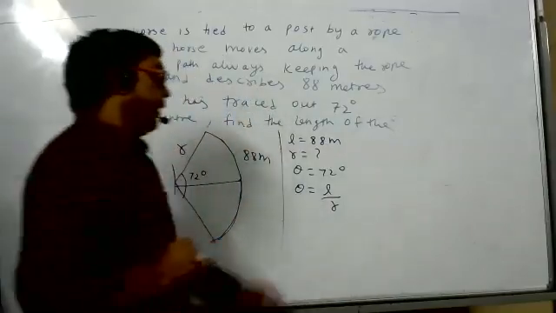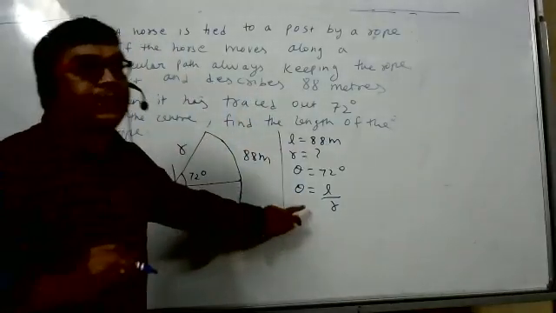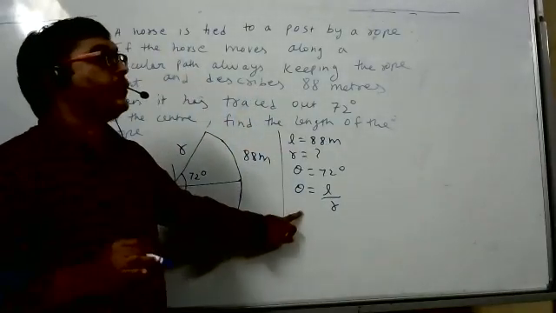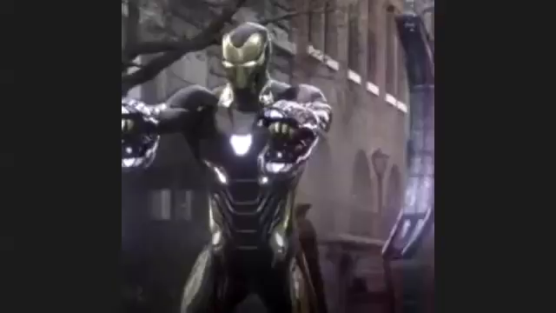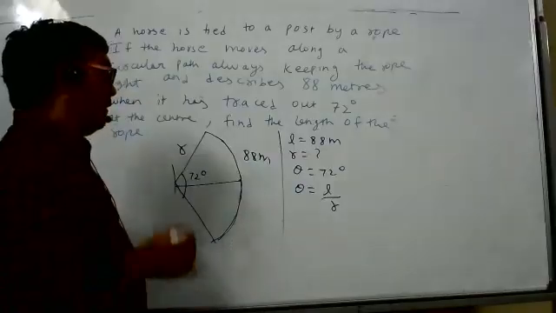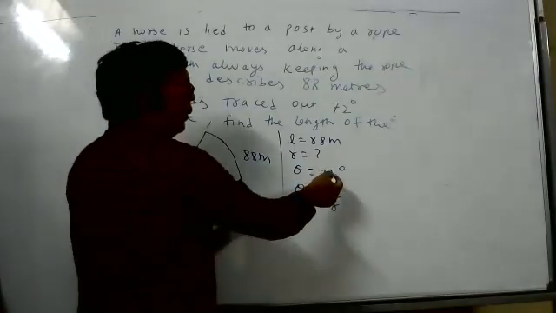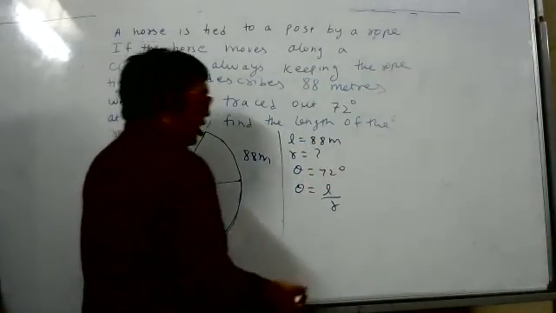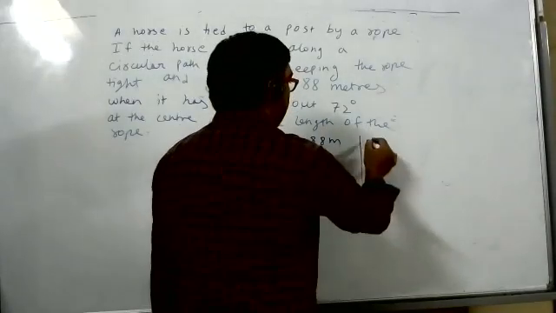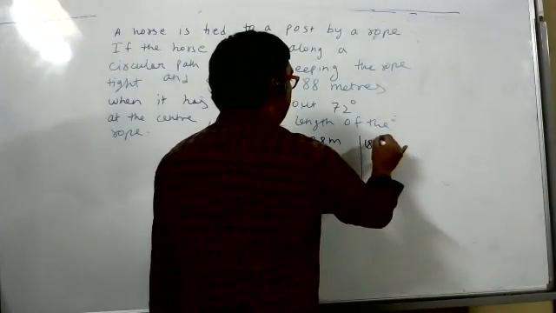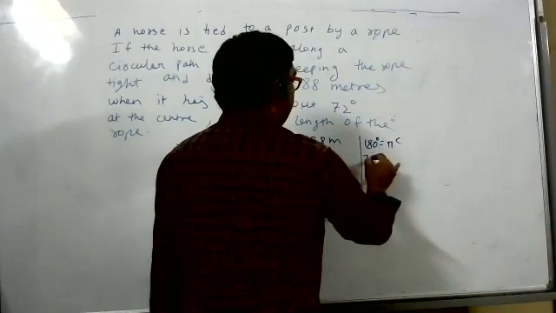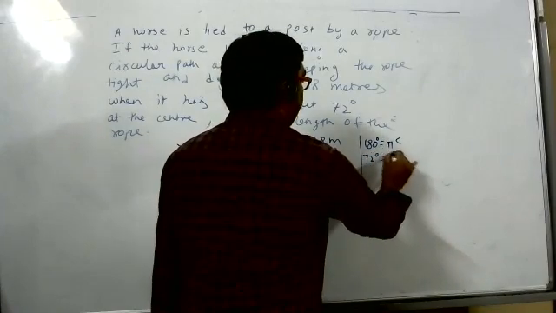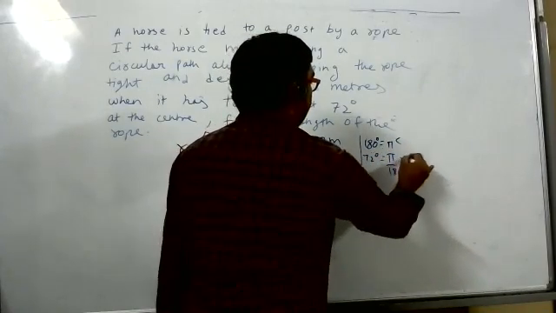But Keshav is telling correct. This formula is only used when theta is in radian. In degree, we don't use this formula, because while derivation also it was in radian only. So now what we'll do, we'll convert 72 degree into radian. That we know how to convert. So 180 degree is equal to pi radian. So 72 degree is equal to pi by 180 into 72 radian.